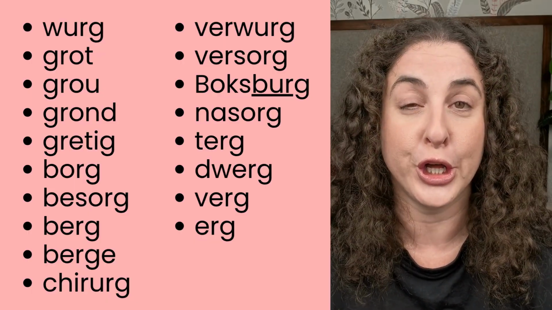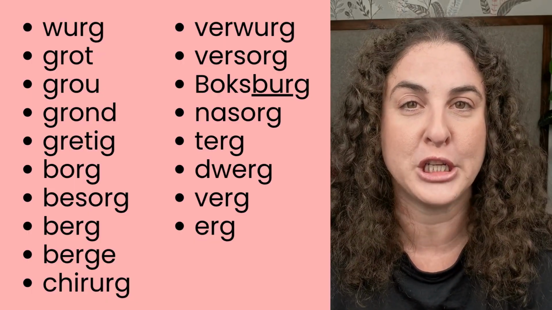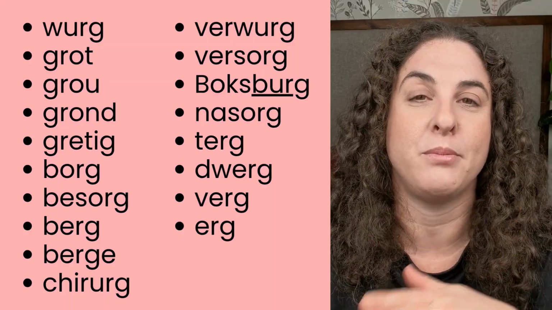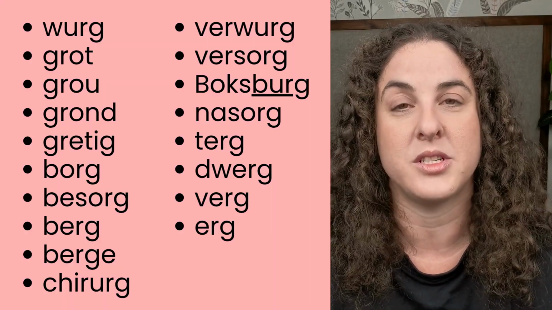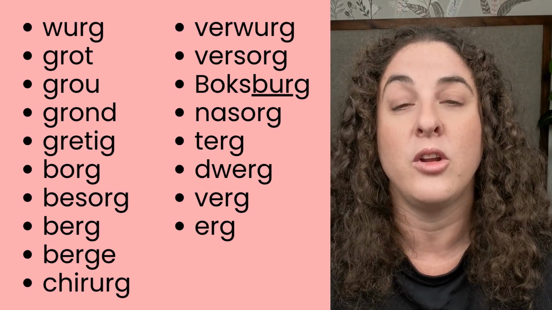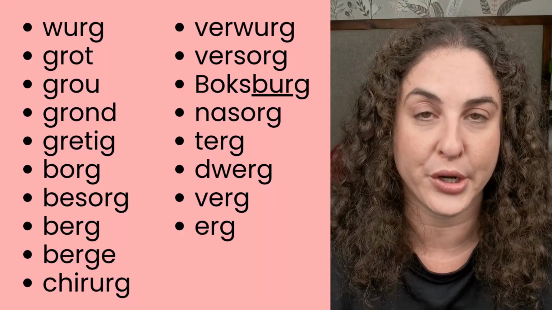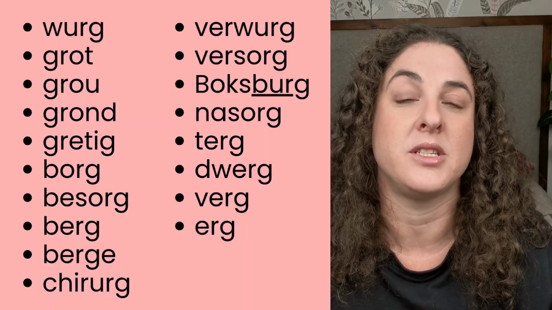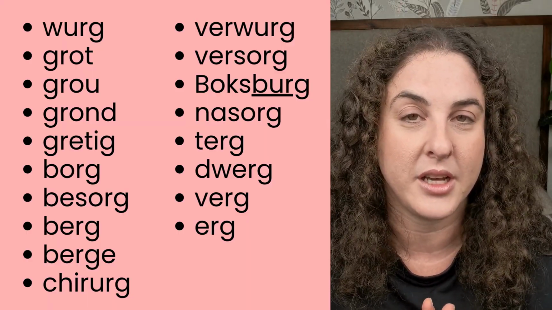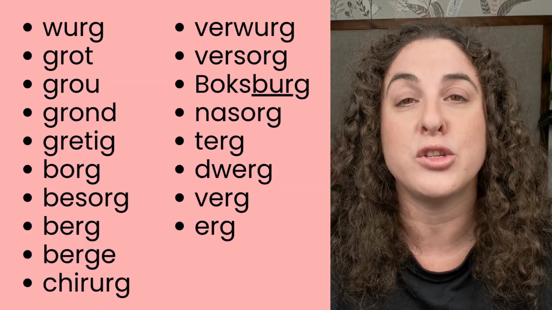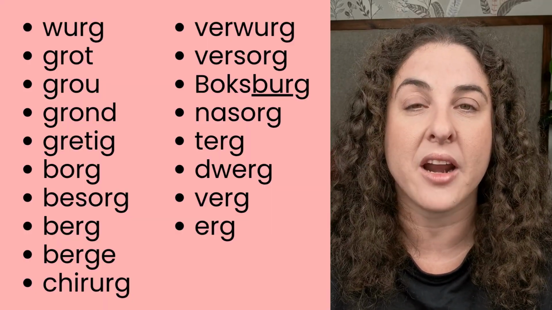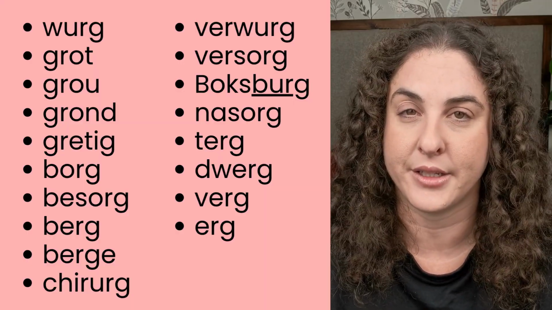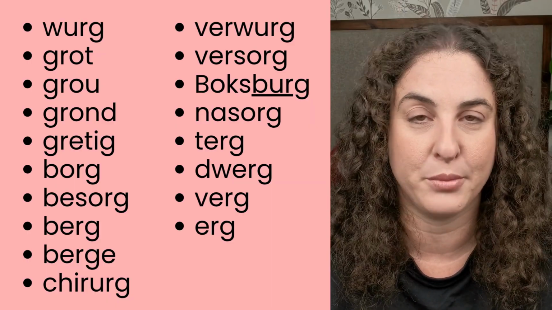Then, chirurg, verwurg, verzorg, and now Boksburg. I put this one in there because a lot of the names of towns in South Africa are Afrikaans names, and a lot of those end in burg. So the burg syllable is something to learn if you want to pronounce some town names. Quite a few town names, in fact, end on burg. Nazorg is aftercare. Terg, dwerg, verg, and erg, depending on how you're pronouncing the e.